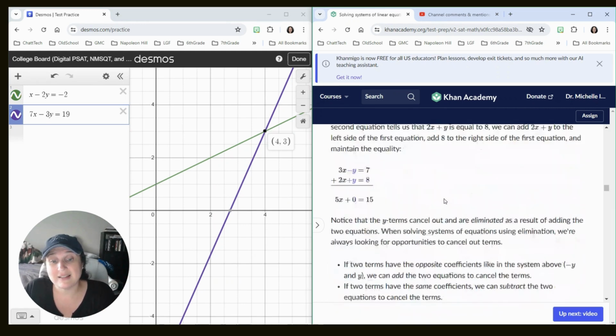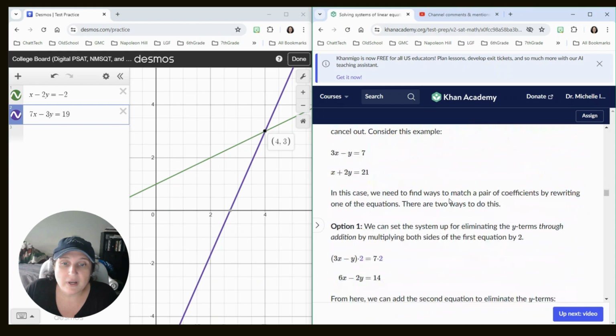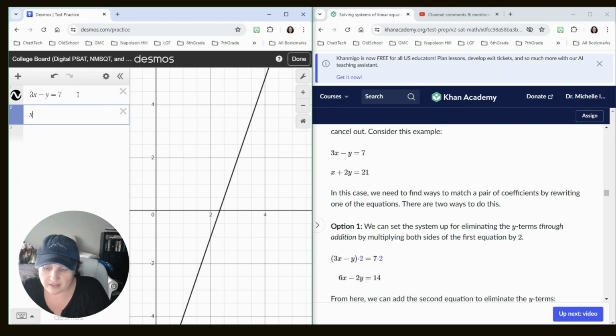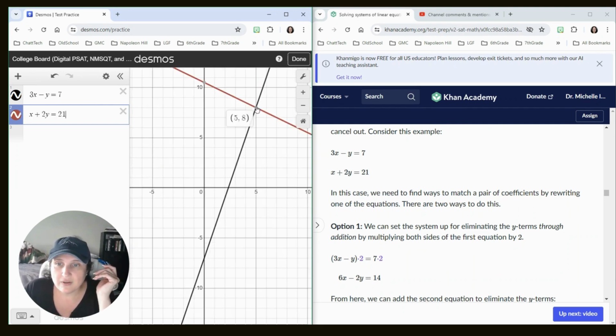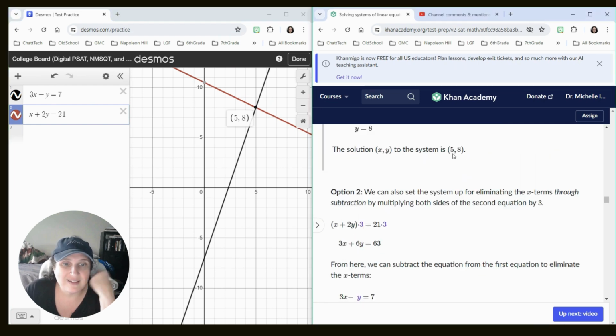The next part of the Khan lesson says, okay, well, let me teach you how to do it with elimination. You don't have to know how to do it either way if you know how to do it in Desmos. But let's just prove our point. So let's type in this elimination example. We've got 3x minus y equals 7. X plus 2y equals 21. Scroll out. They cross at 5, 8. Show me more. What's the answer? 5, 8. So this works the whole time.